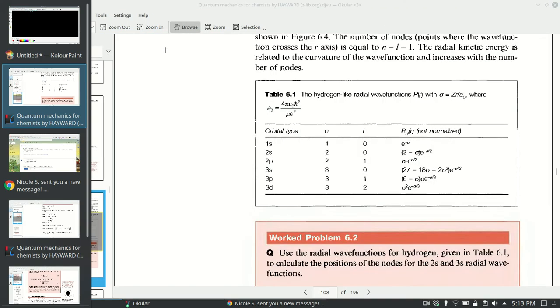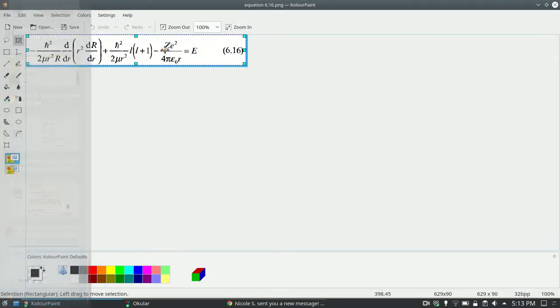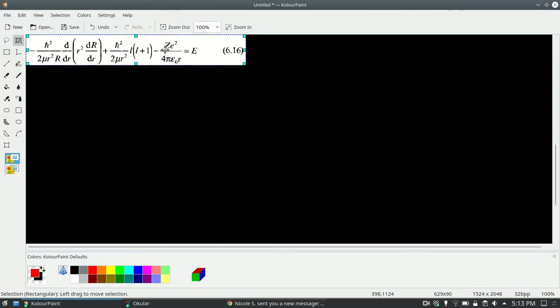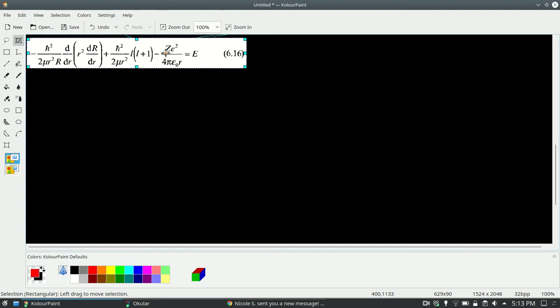Where is that equation? Here it is. Okay, so that's the equation, and I'm going to write it out with the derivatives substituted in there. Okay, here we go.